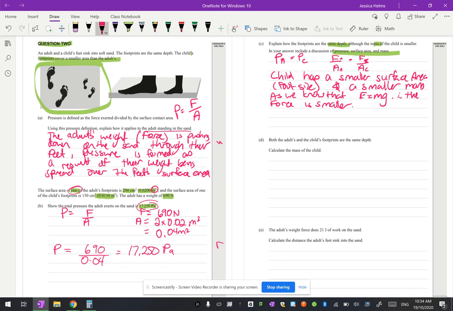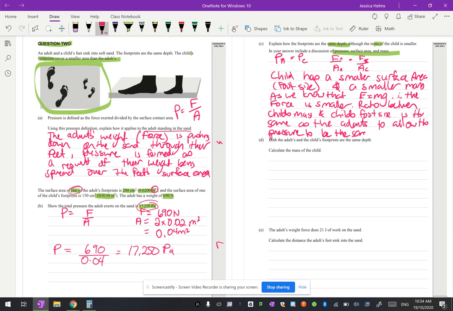So therefore, the ratio between the child's force and child's mass and child's surface area, foot size, is the same as the adult's, to allow the pressure to be the same. Okay.